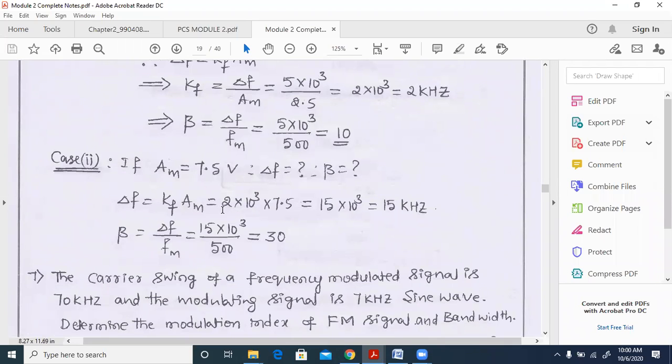So Am is 7.5, del F is question mark, beta is question mark. Del F is equal to Kf Am. Kf is calculated as 2 kilohertz per volt, multiplied by 7.5. That will give you 15 into 10 to the power of 3, that is 15 kilohertz. This is in volts and this is in kilohertz per volt, so volt to volt will cancel and we'll get 15 kilohertz. Beta will be now del F by Fm, that is 15 into 10 to the power of 3 divided by 500, that will give us the value 30.